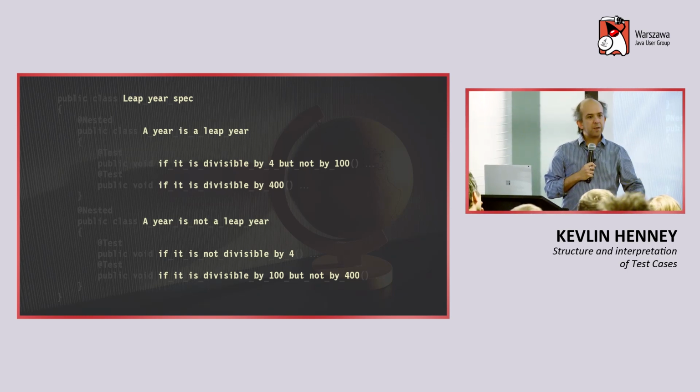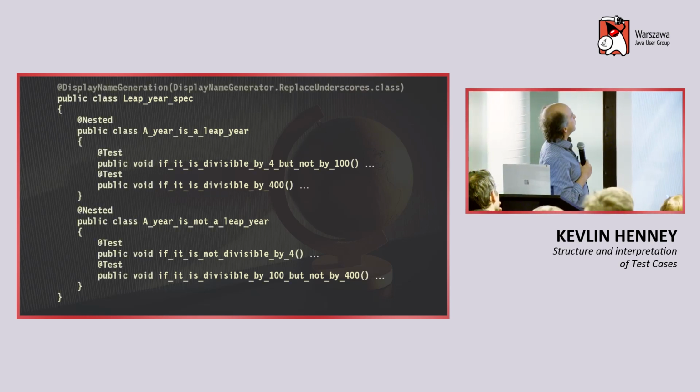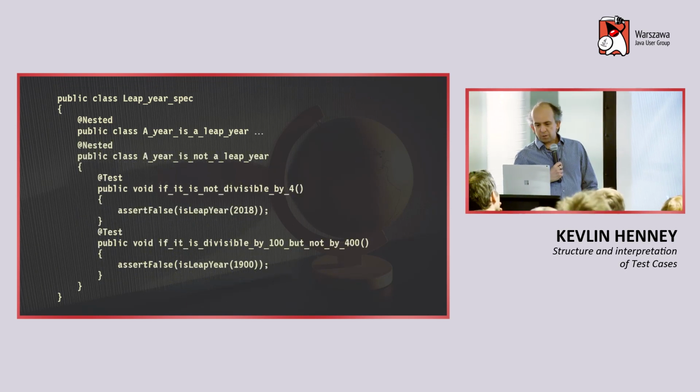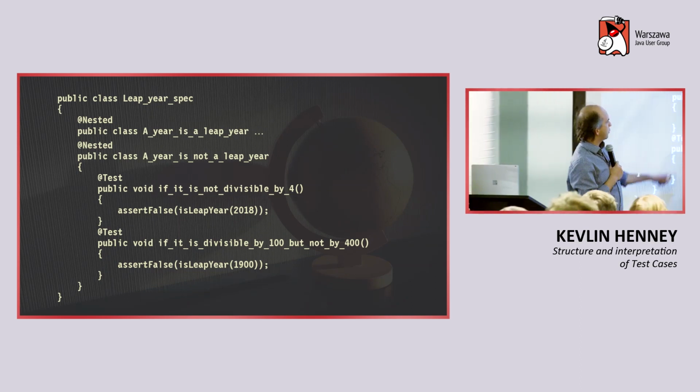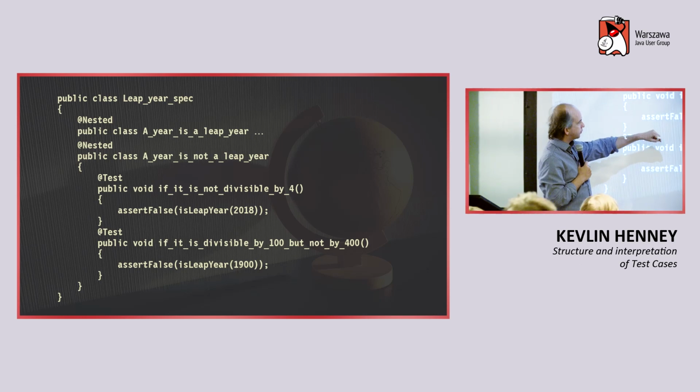Yeah? You've got other ways of customizing that, and you can also put your own generators in. There's a lot of capability here. Okay, so enough of that. Let's focus on the content of this. Year is not a leap year. If it is not divisible by 4, assert false. Okay, so I want to focus on the values for a moment.